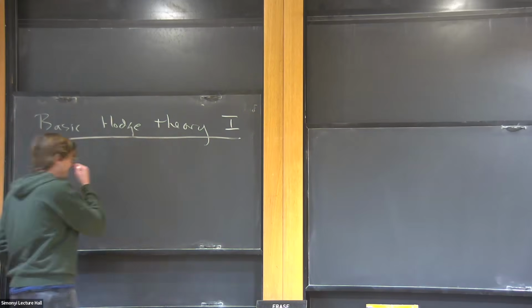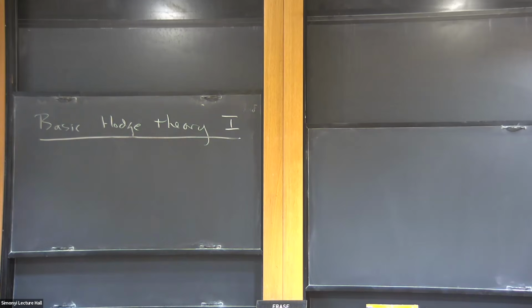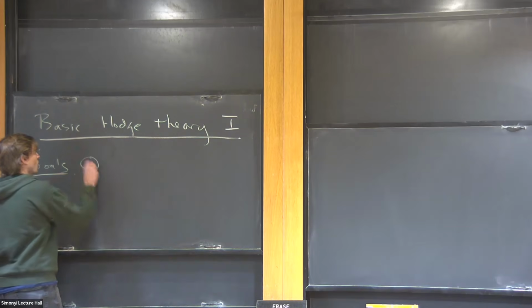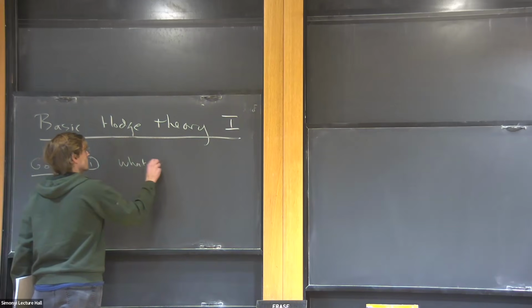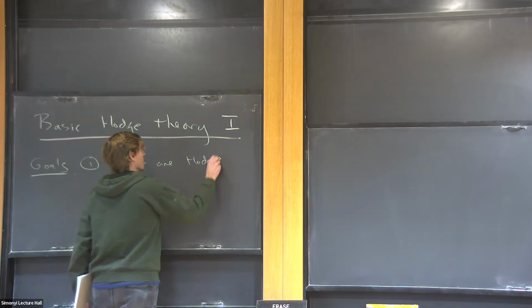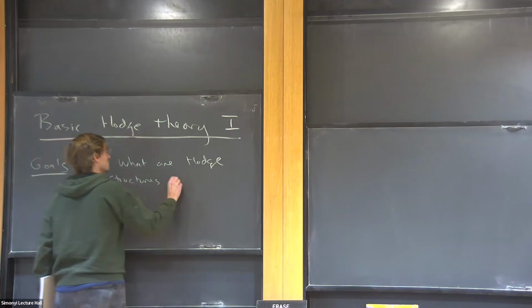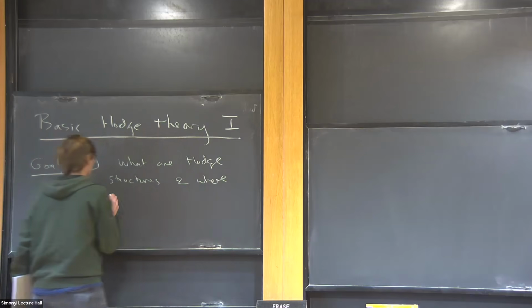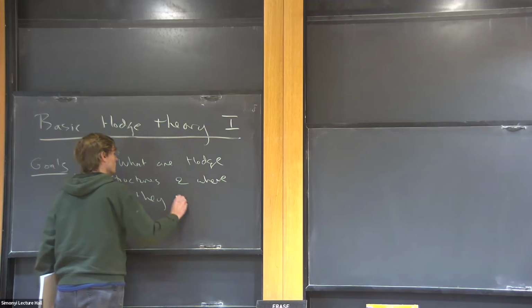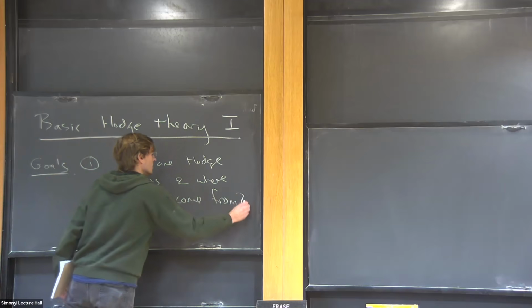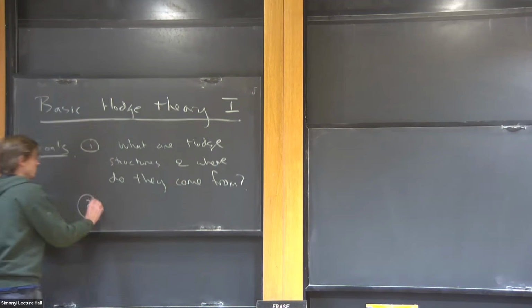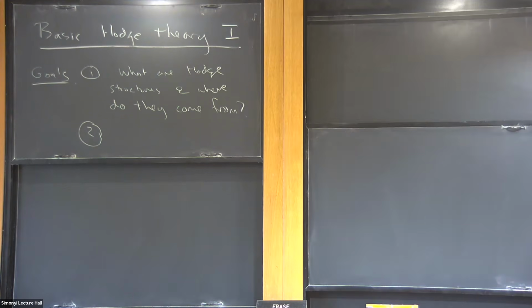Okay, anyway, so let's start talking about Hodge theory. What are the goals? I basically want to do three things. One, what are Hodge structures and where and why do we care? Where do they come from? Two, what are the parameter spaces for Hodge structures, or what are the moduli spaces?